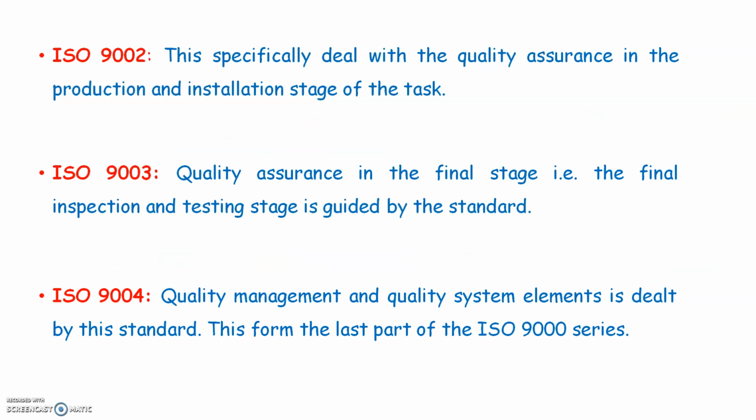ISO 9002 is for quality assurance in the production and installation stage of the task. So at the initial stages, whatever guidelines you have to follow, you have to go with ISO 9002. Then ISO 9003 gives the assurance for the final stage, that is, the final inspection or testing stage is guided by 9003. Whereas ISO 9004 gives the quality management and quality system elements by its standards. This is the last part of the ISO 9000 series. So there are various series, and each series guides at every stage of the production.